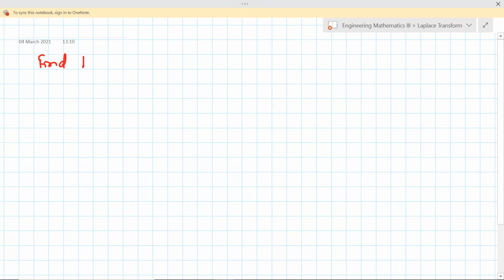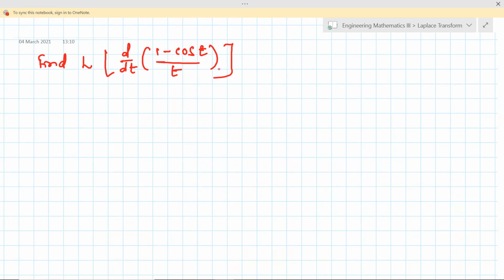Find the Laplace transform of d/dt of (1 minus cos t) divided by t. So two properties, two theorems, we need to apply here. First is division by t, and then the Laplace transform of a derivative. Okay. So now what is f of t here in the solution?